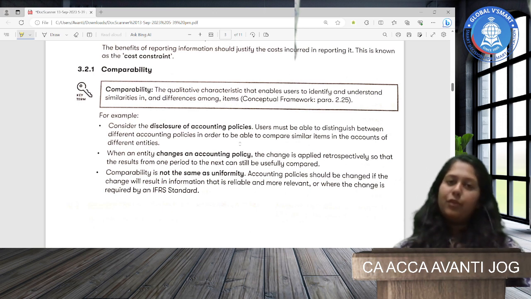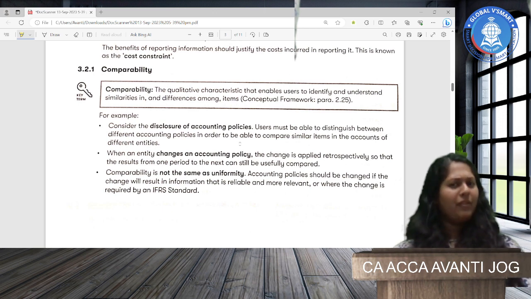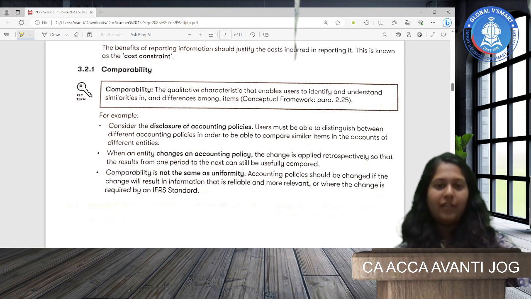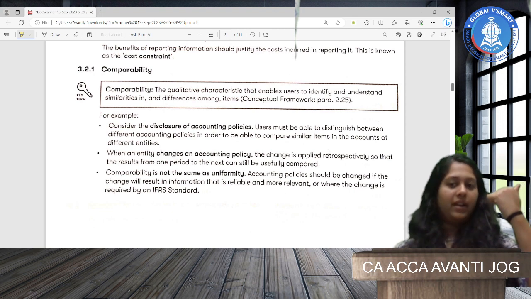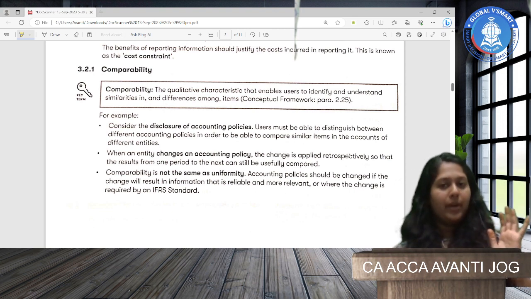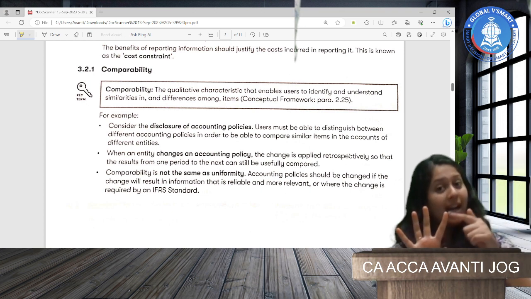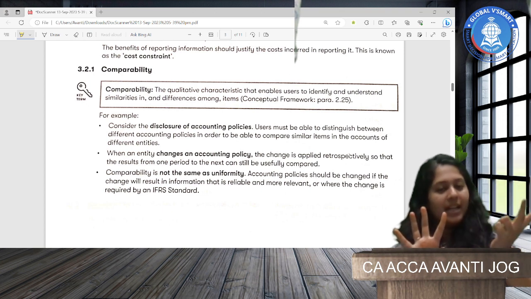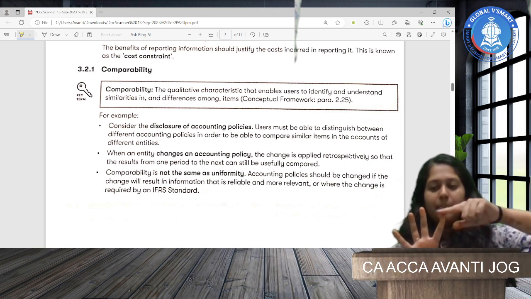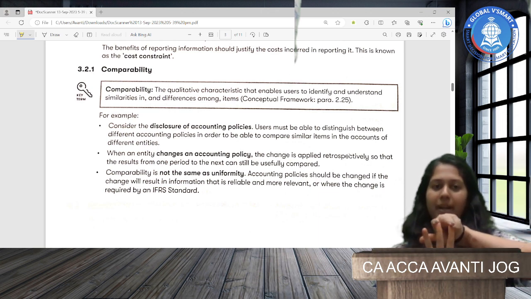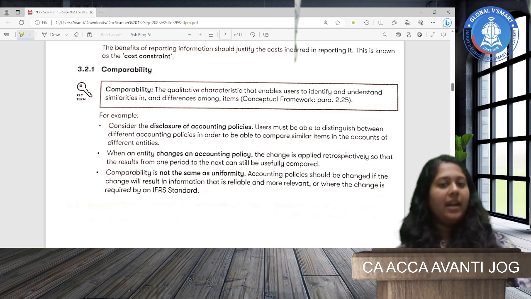Clear? So therefore, we have to preferably use consistent accounting policies every year. Disclose these accounting policies. If an entity is changing an accounting policy, the change is applied retrospectively. The 1920 balance sheet is already filed. This year you will compare 2021 with 1920. So in that case, restate 1920, change WDV to SLM so that both years are as per SLM and you can compare them with each other. Right? Comparability is not the same as uniformity.